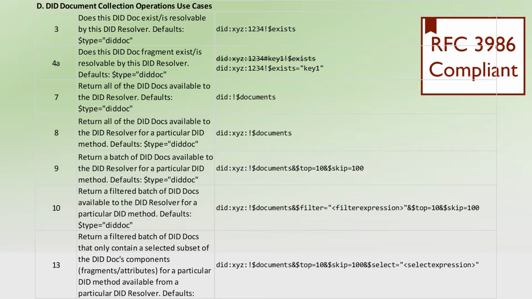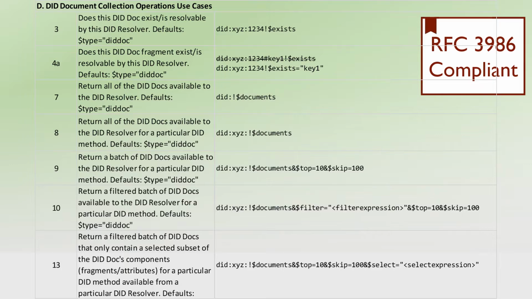So that would be 101 through 110. Those documents would be returned. Or we could pipe through get documents and use the filter expression. And then based on the filtered results, again, we could skip the first 100 of the filtered result and take the top 10.